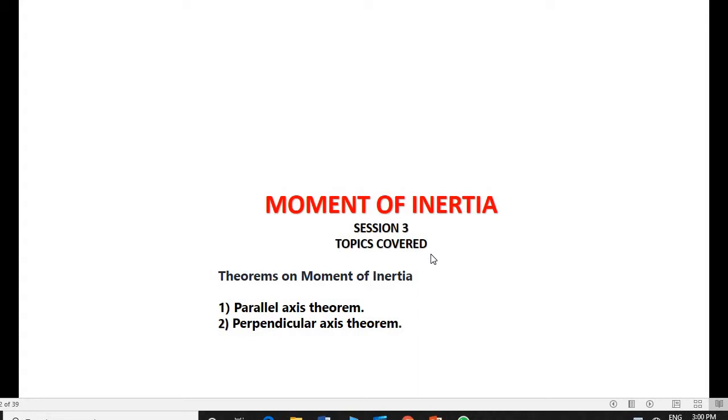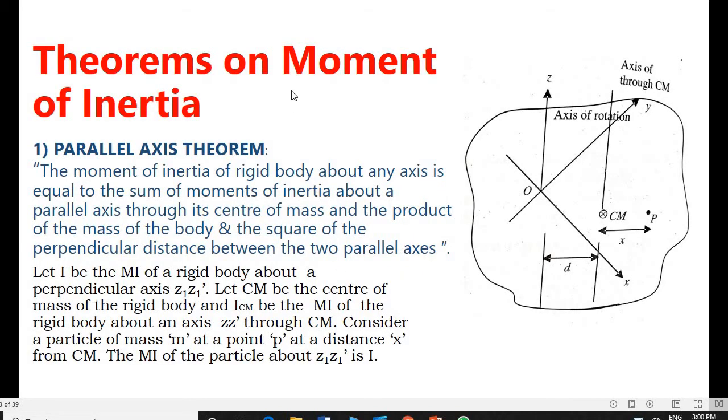Today I am going to discuss theorems on moment of inertia, that is in session 3. There are two theorems of moment of inertia. First one is the parallel axis theorem. The second one is the perpendicular axis theorem. So, theorems on moment of inertia, that is, the parallel axis theorem.